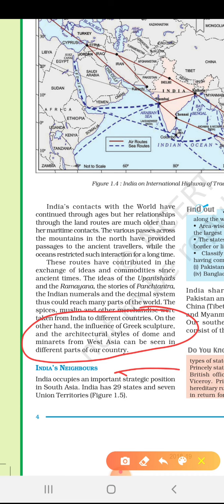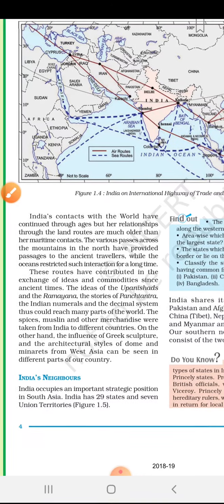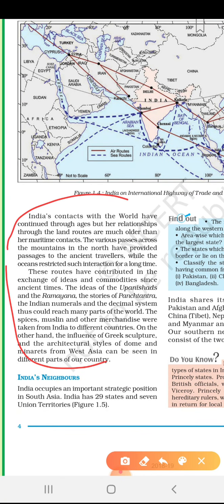Okay, so you should remember what the role of these passages was in increasing contact with other nations, what the routes have contributed. This question is very important because you should know.